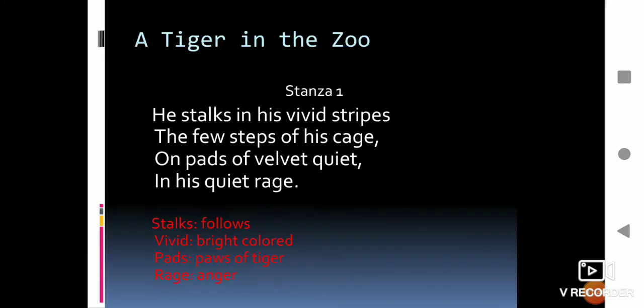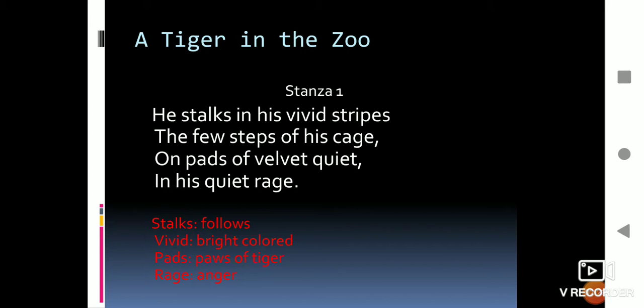So let's begin the poem A Tiger in the Zoo by Leslie Norris. First stanza. He stalks in his vivid stripes the few steps of his cage, on pads of velvet quiet, in his quiet rage. Now the meaning of stalks. Stalks means follows. Vivid means bright colors. Pads, paws of the tiger. And velvet is a soft material, very soft material.